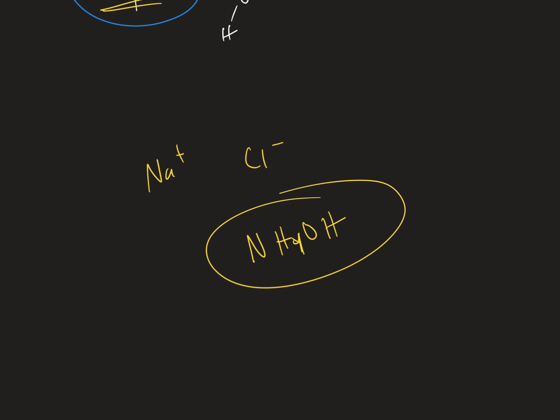Looks like covalent, but it's ionic. Who can tell me why? Because it's made of two polyatomic ions. Okay? An ionic compound is always composed of a cation and an anion. Always.